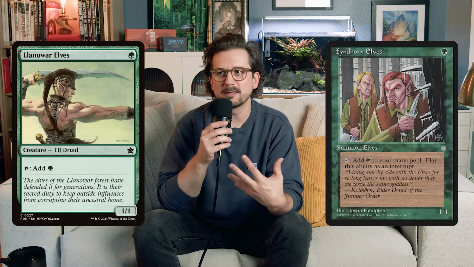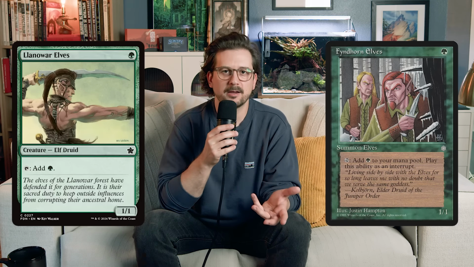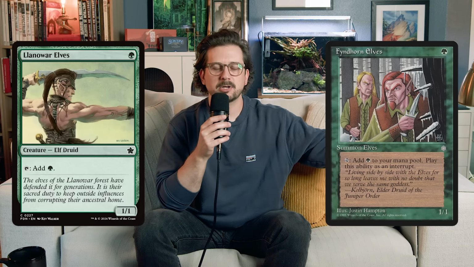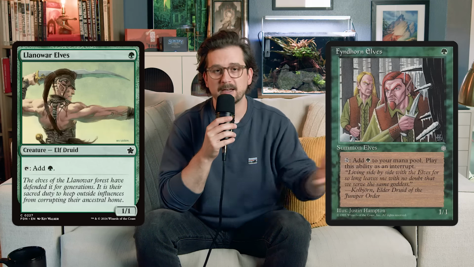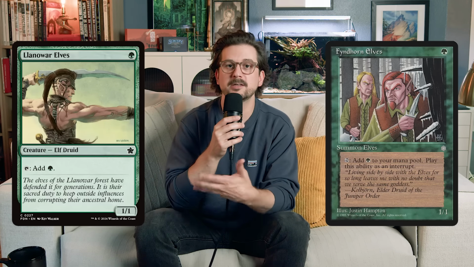One example would be something like Llanowar Elves and Fyndhorn Elves. These are technically 2 different cards. So even in a format like Commander, where you're only allowed to play 1 copy of each card, these cards have the same function, but they have different names. And so you can play 2 copies, effectively, of this effect.